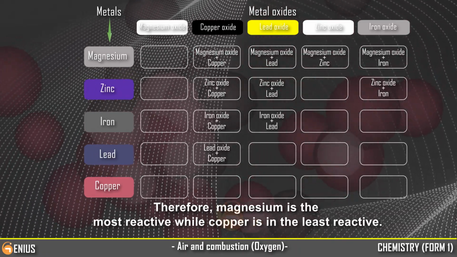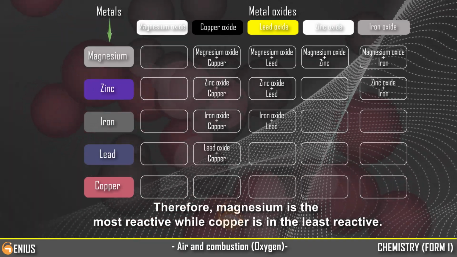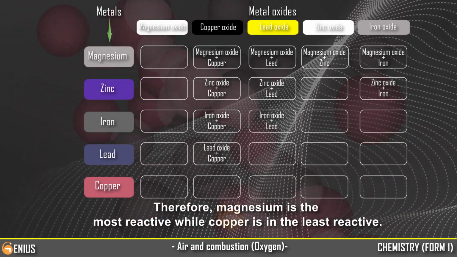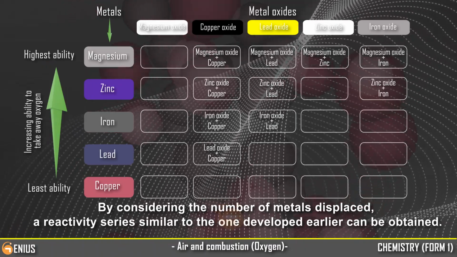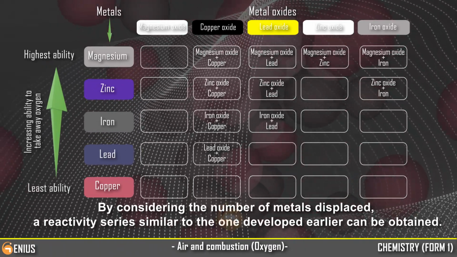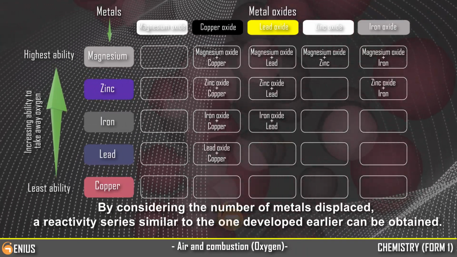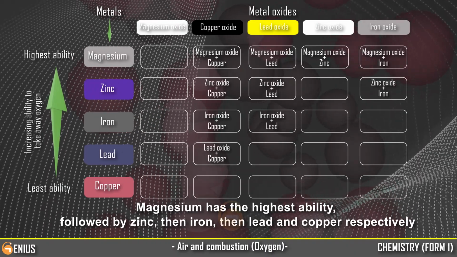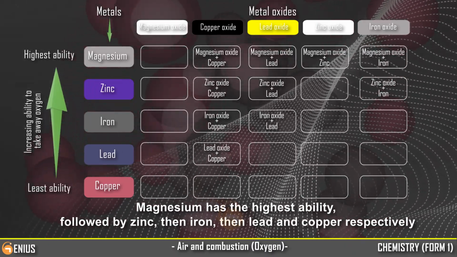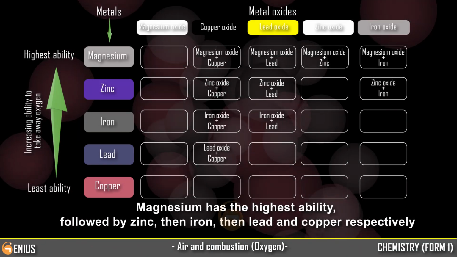Therefore, magnesium is the most reactive while copper is the least reactive. By considering the number of metals displaced, a reactivity series similar to the one developed earlier can be obtained. Magnesium has the highest ability, followed by zinc, then iron, then lead and copper respectively.